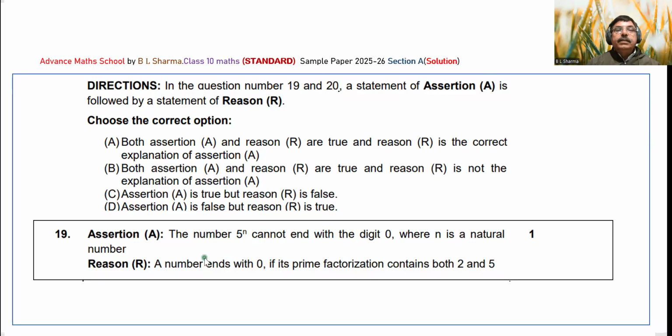Assertion reason question. The assertion: the number 5 raised to the power n cannot end with the digit 0. It is very much correct. The reason: a number ends with 0 if its prime factorization contains both 2 and 5. Absolutely right. Any number whose prime factors include both 2 and 5, whatever the exponent, any natural number n, will end with the digit 0. So this is true.